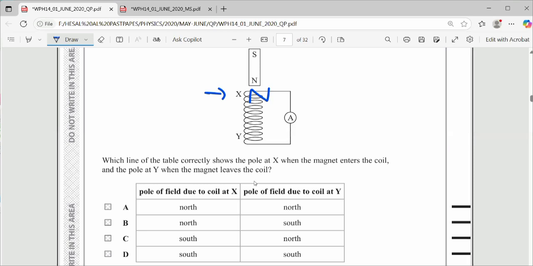Then the pole at Y, when the magnet leaves, what is leaving? The South pole is the one leaving. So leaving means that the magnetic field tries to be reduced. So the coil itself tries to prevent that by holding it, and it again creates a North Pole in here. So the answer is A.